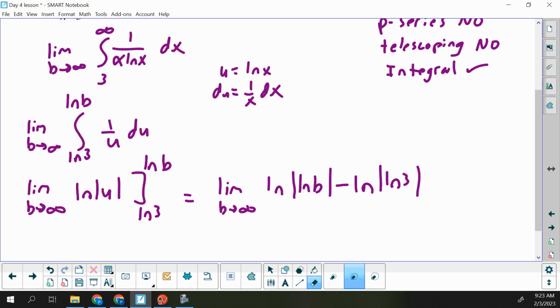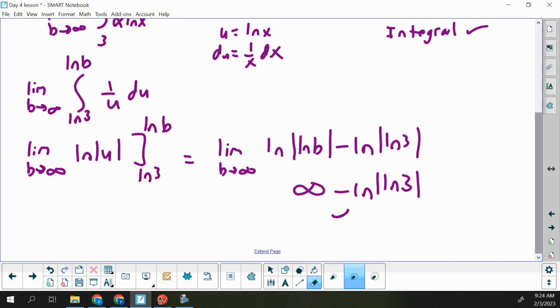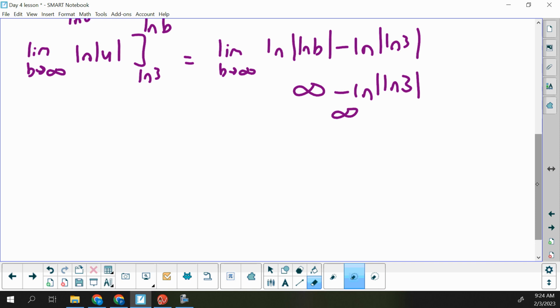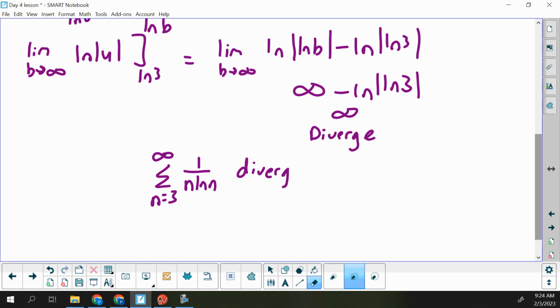Well, natural log of b goes to infinity. When natural log goes to infinity, that also goes to infinity. So we'll have infinity minus natural log of 3. Because we've got that infinity there, this is going to infinity. So we would say this is going to diverge. Because the integral diverges, we can now say that our series, n equals 3 to infinity of 1 over n natural log of n, diverges by the integral test.